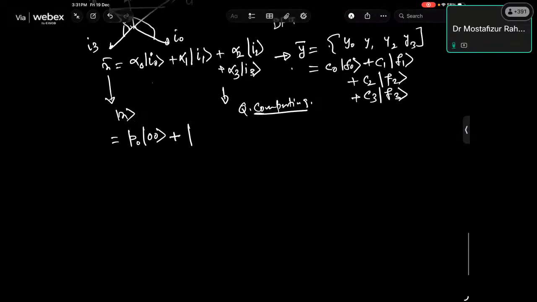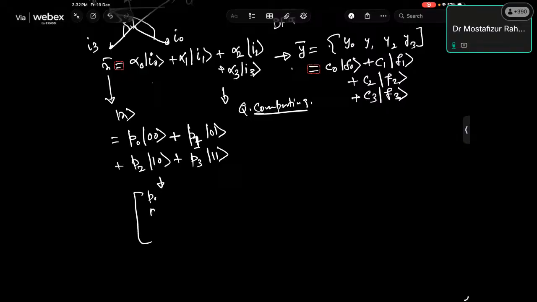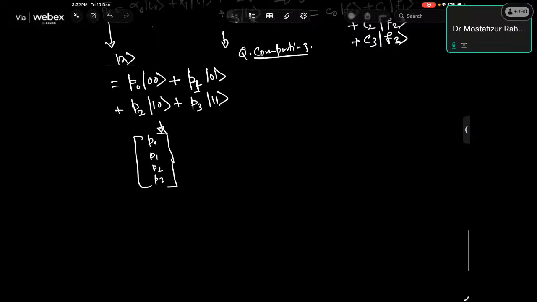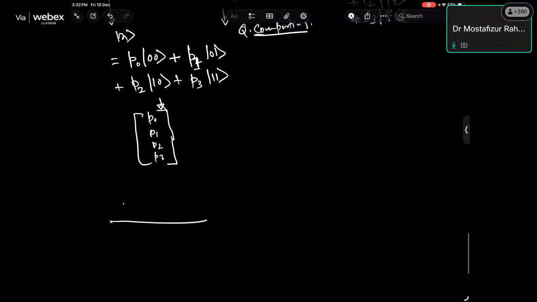This is possible. Then you convert this alpha 1 to say P1, for example, times the |01> computational basis, then plus P2 times |10>, plus P3 times |11>. So you are representing it as a vector P0, P1, P2, and P3. These are the probability amplitudes of this orthonormal basis. Suppose this is the case, P0, P1, P2, and P3 of the basis |00>, |01>, |10>, and |11>. Right?